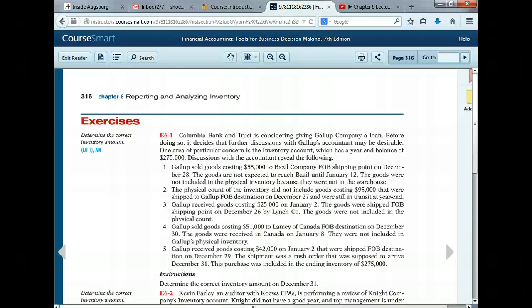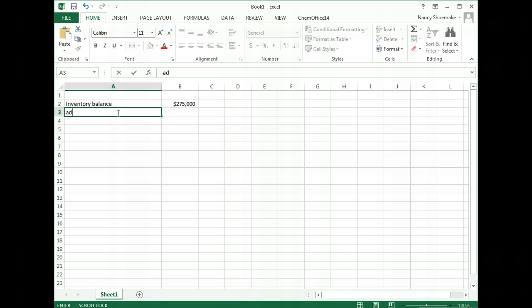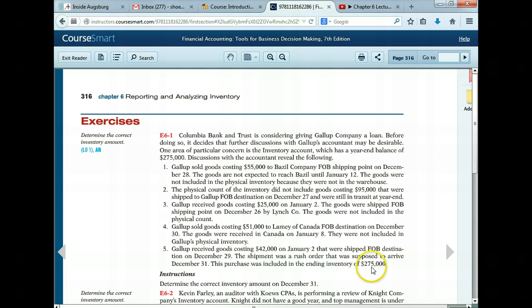Number three, Gallup received goods costing $25,000 on January 2nd. The goods were shipped FOB shipping point on December 26th by Lynch Company. The goods were not included in the physical count. They should be included, shouldn't they? So we need to add 25,000 to this figure.